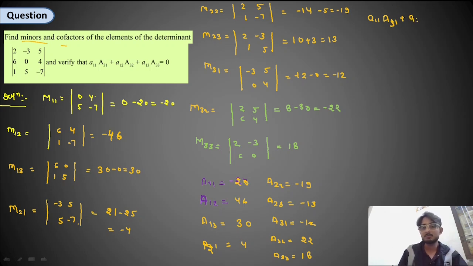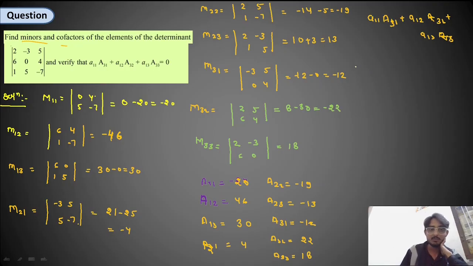a12 into A32, plus a13 into A33. What is the value of a11?